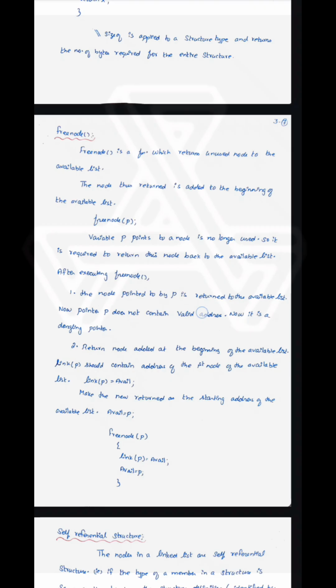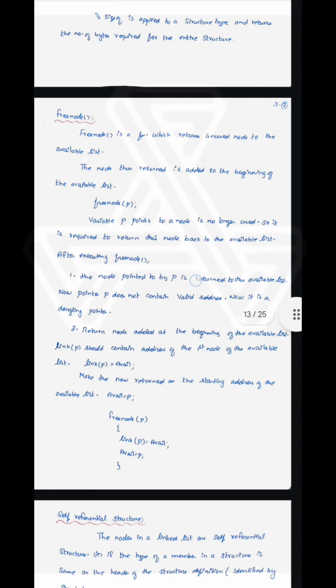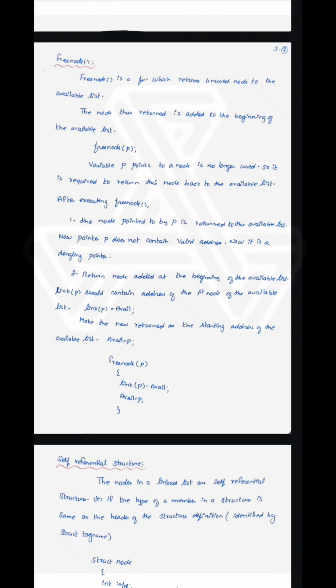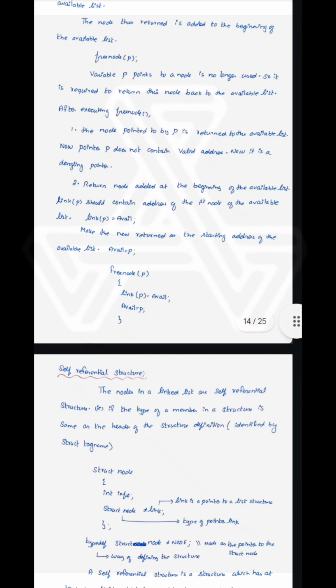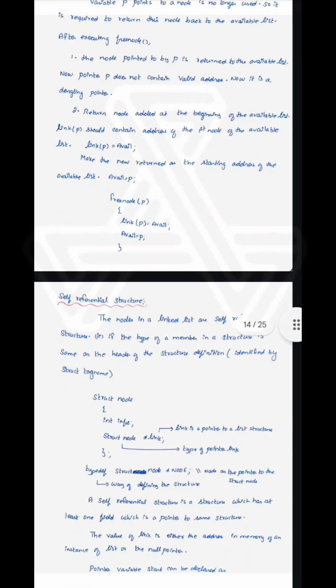Now pointer p doesn't contain a valid address; it is a dangling pointer. The returned node added to the beginning of the available list should contain the address of the first node of the available list, so link of p equals avail. Make the newly returned node the starting address of the available list: avail equals p. So free node of p is: link of p equals avail, avail equals p.